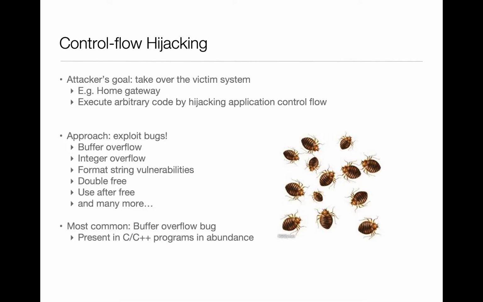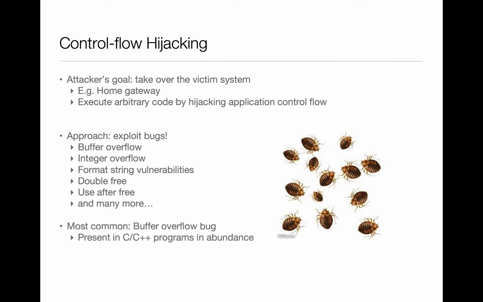So hopefully that was a good segue into the meat of this presentation, which is control flow hijacking attacks. The general goal of these attacks is to take over the victim system. These systems could range from home gateways to any IoT device, or even a cyber-physical system like a drone or the controllers that I attacked in the Harvey paper. It essentially allows you to execute arbitrary code by hijacking the application's control flow.